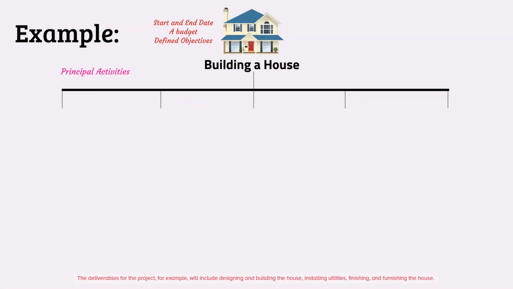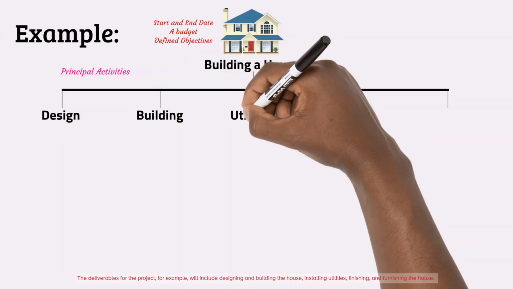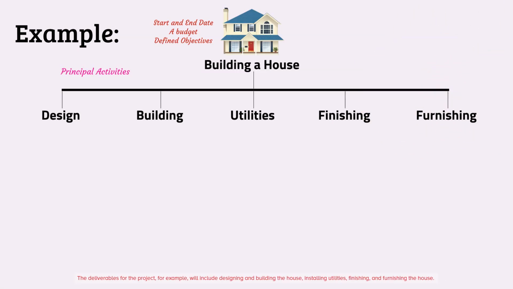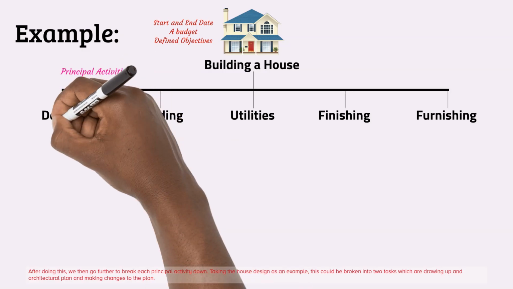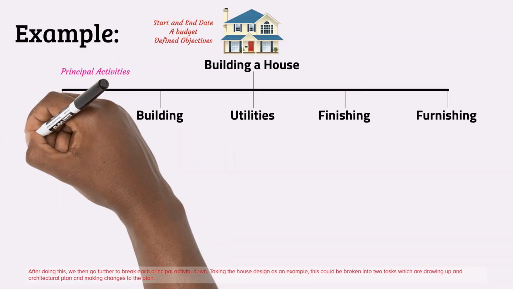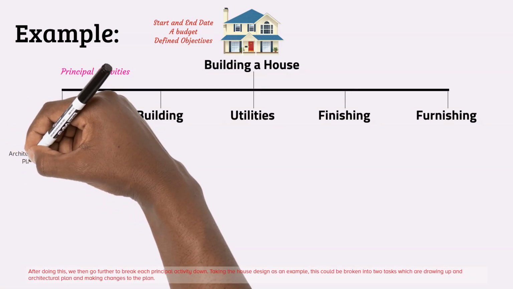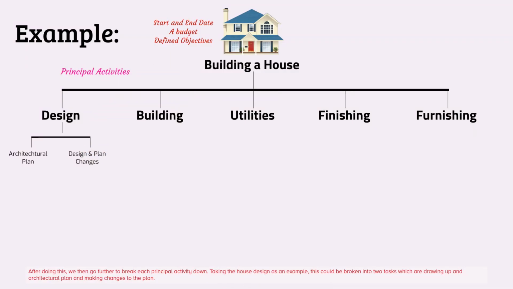The deliverables for the project, for example, will include designing and building the house, installing utilities, finishing, and furnishing the house. After doing this, we then go further to break each principal activity down. Taking the house design as an example, this could be broken into two tasks, which are drawing up an architectural plan and making changes to the plan.